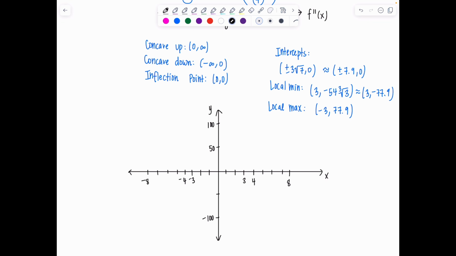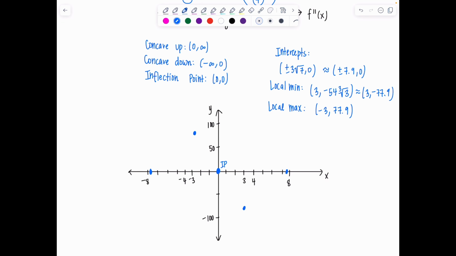Very good. Okay, so let me put in first, we have inflection point at 0, 0. Let's put those intercepts in. 7.90, negative 7.90. Don't forget, this is an inflection point. Local min, 3, negative 77.9. Let's say that's about there. Local max, negative 3, 77.9, somewhere around there.